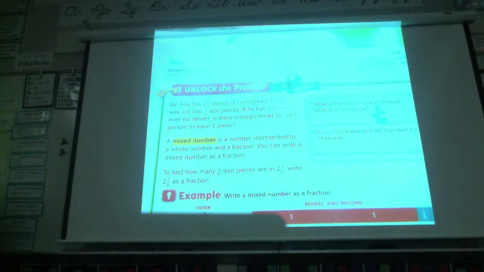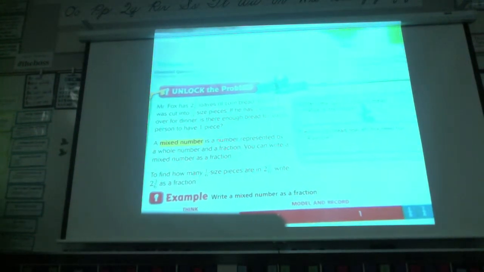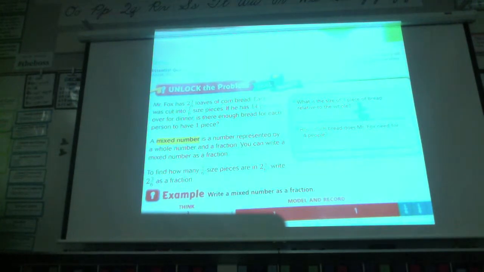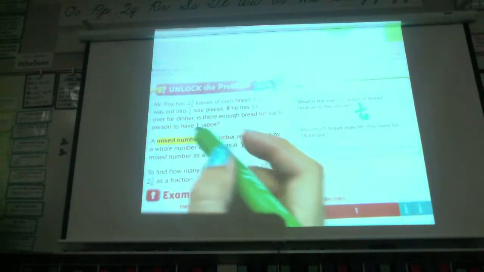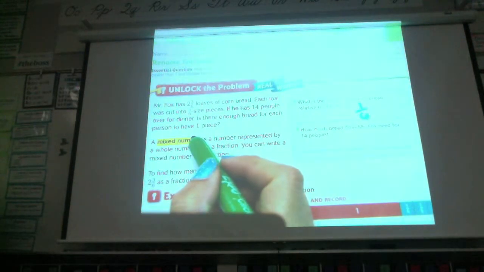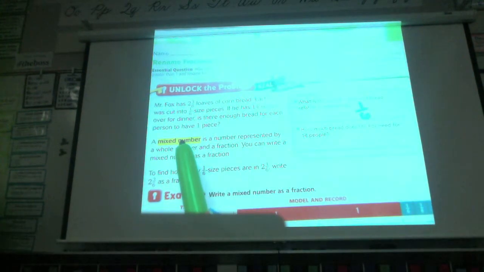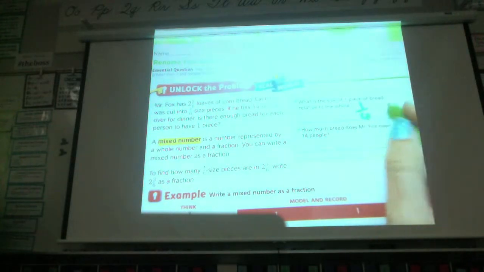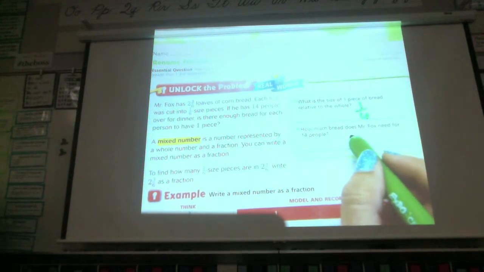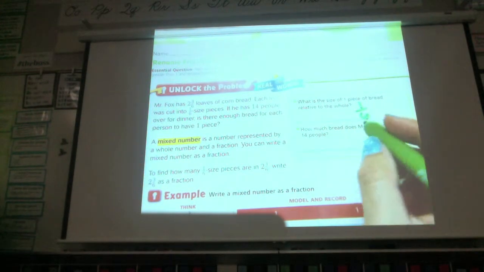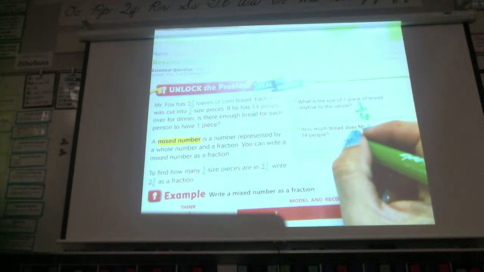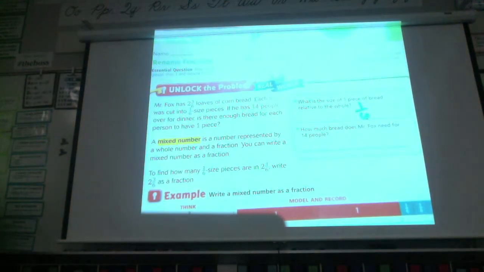Okay. How much bread does Mr. Fox need for 14 people? Now remember, we look back in our problem, how much bread is each person going to get? Class? One piece. So 1 piece. So if there's 14 people, how many pieces of bread do we need? 14. Okay, let me say it again.